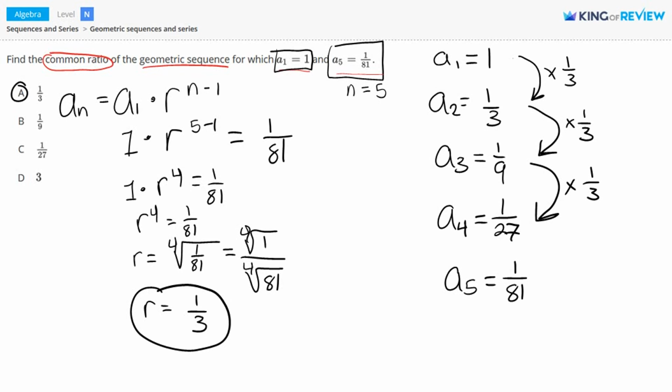And let's see if we get 1 over 81 for the fifth term. We'll multiply 1 over 27 times 1/3, because 1/3 is the common ratio. And when you multiply 1 over 27 times 1/3, you get 1 over 81. So we have determined that r equals 1/3, and we've proven that this is correct.